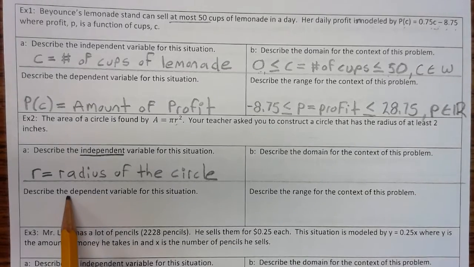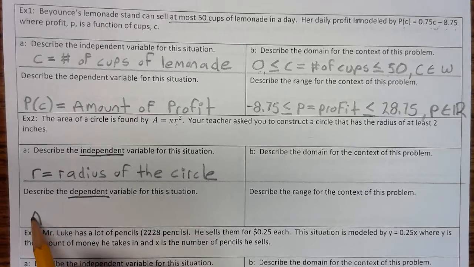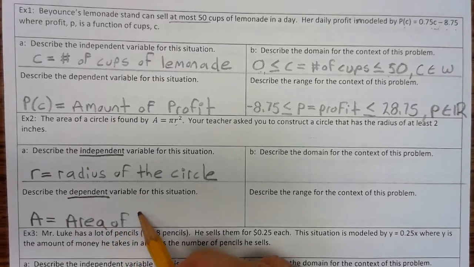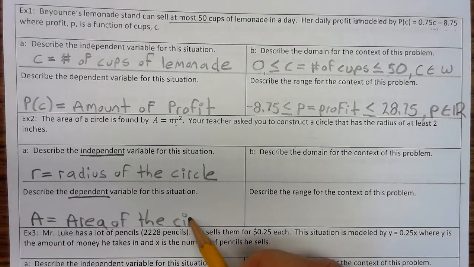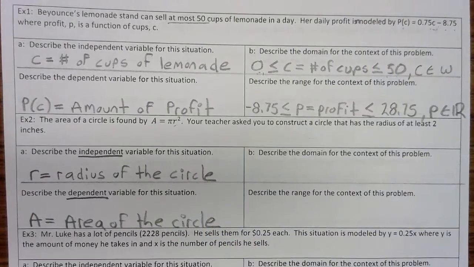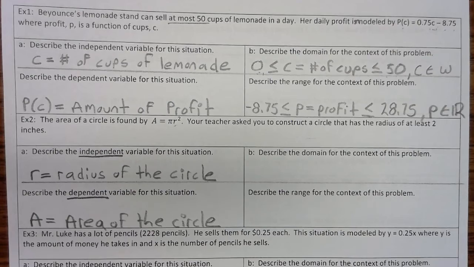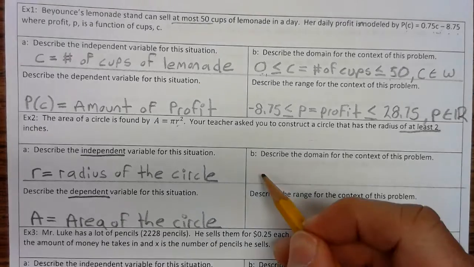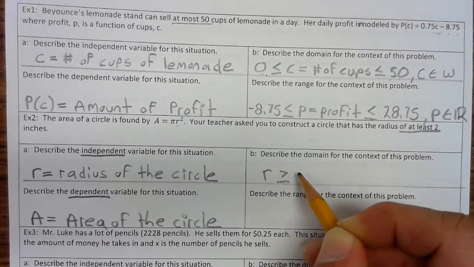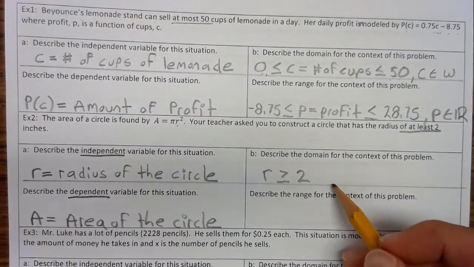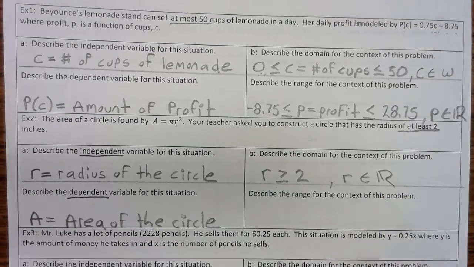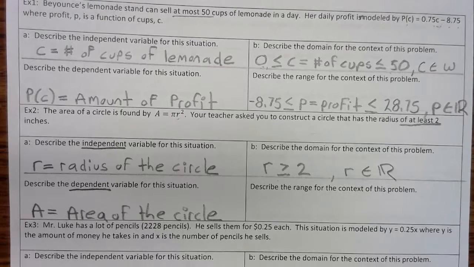Now the dependent would be the A, which is the area of the circle. Okay. Describe the domain and context of the problem. Now it says at least, the radius is at least 2. That means the radius can be greater than or equal to 2, where r is an element of all real numbers, greater than or equal to 2, because you can have decimals and fractions.